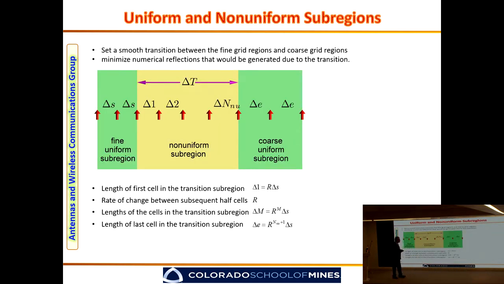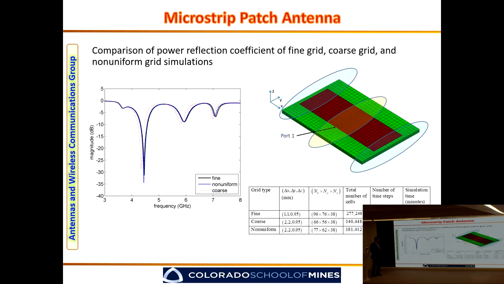The way we do it is basically, if this is a fine uniform subgrid and this is a coarse uniform subgrid, we have a transition period in which the grid gradually goes from the small grid to the large grid to avoid any internal numerical reflection.